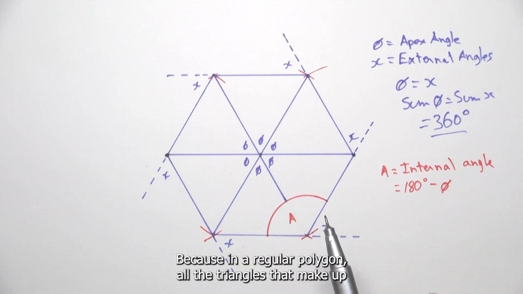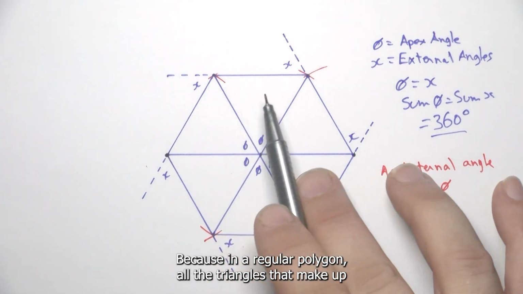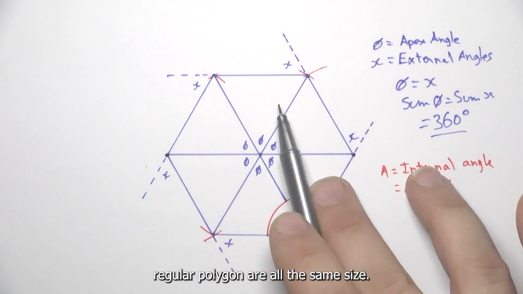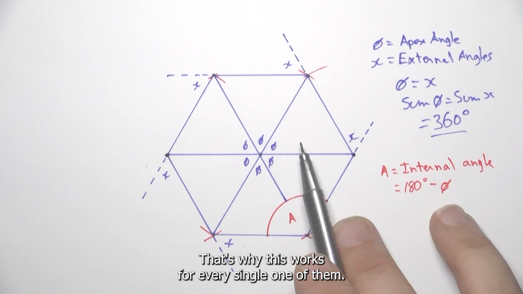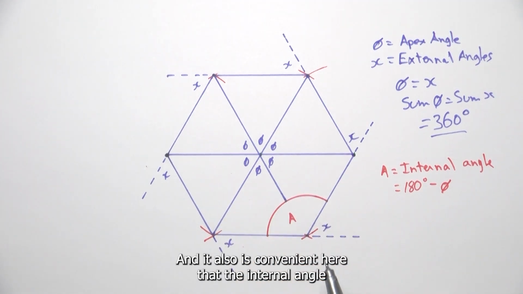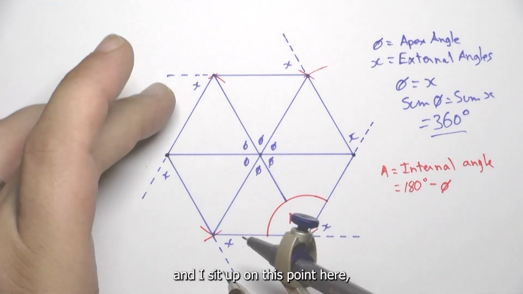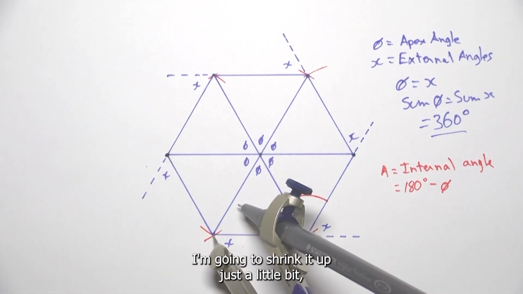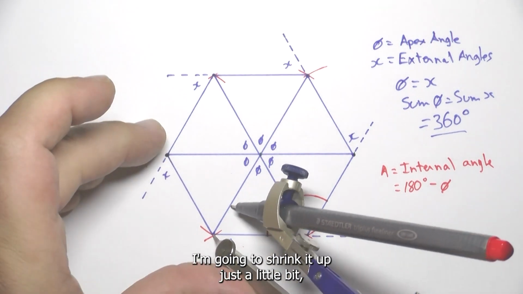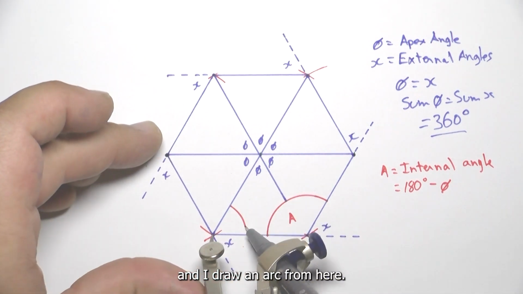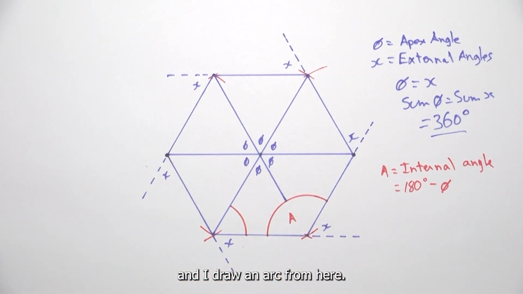Because in a regular polygon, all the triangles that make up a regular polygon are all the same size. That's why this works for every single one of them. And it also is convenient here that the internal angle is 2 mitre angles. So if I take my compass here now, and I set up on this point here, I'm just going to shrink it up just a little bit, and I draw an arc from here.